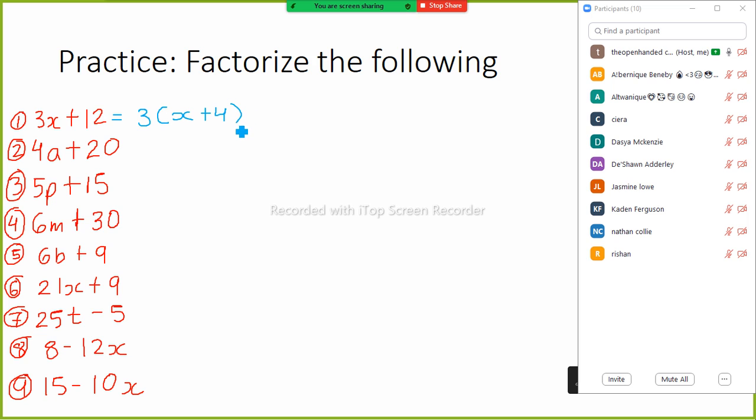Altonique, what do you get for number 2? So I put 4, and put a bracket, then put an 8, then put a plus sign, and then put a 5, and then close bracket.